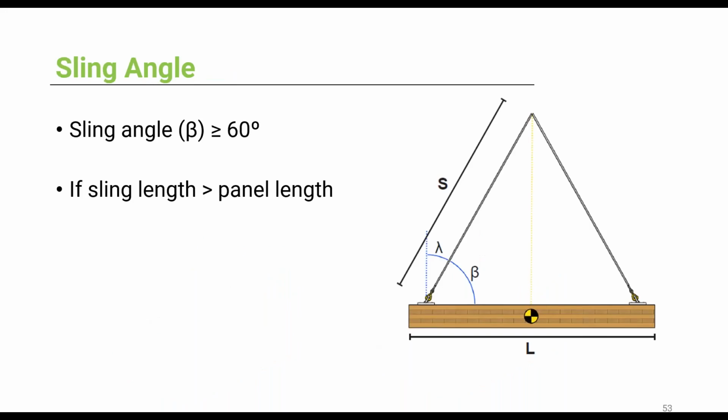the second condition is the sling angle. The angle between the sling and the panel, beta, should be at least 60 degrees. And that's achievable if the length of the sling S is longer than the length of the panel L. If you don't respect these conditions on site, you need to reduce the capacity of the anchors with reduction factors. We'll see the reduction factors in a little bit when we go through the examples.